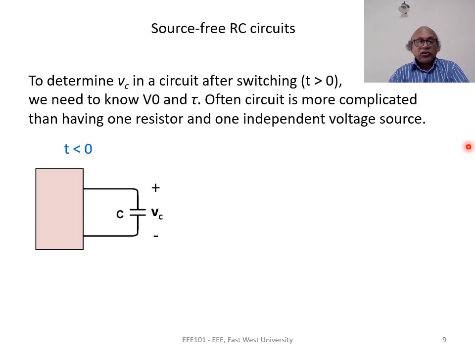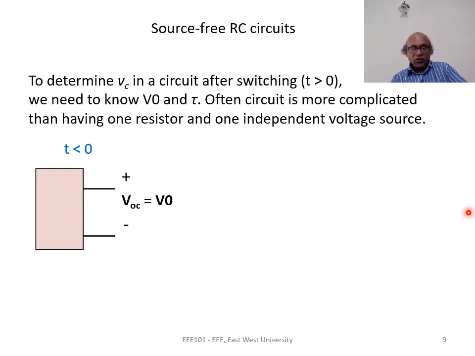To find V0, we look at the circuit at t less than 0. And in this circuit, we consider DC. That means the capacitor is treated as an open circuit. So we make an open circuit between the two nodes where the capacitor was, and the voltage across the open circuit is our V0. So this is the way to determine V0.